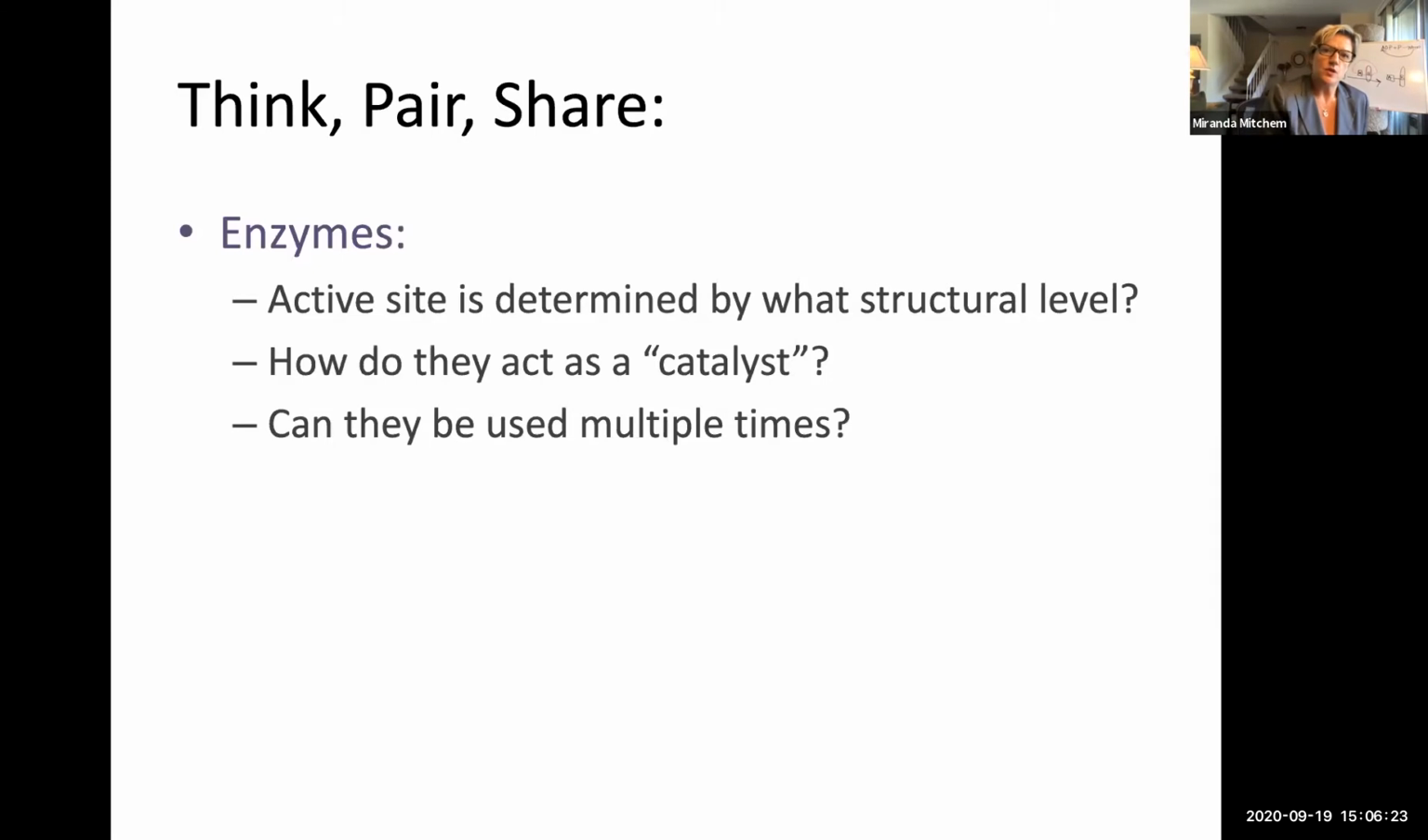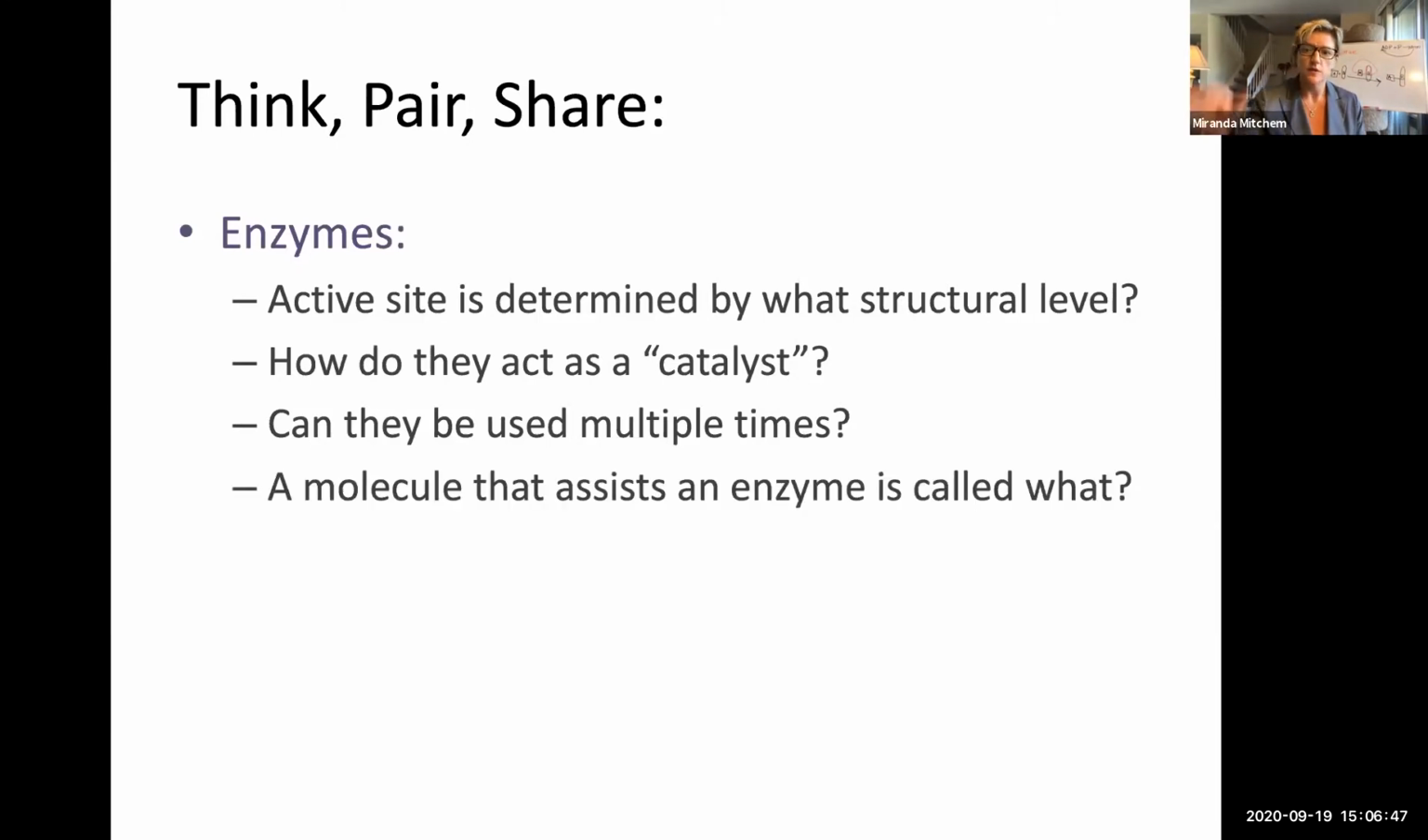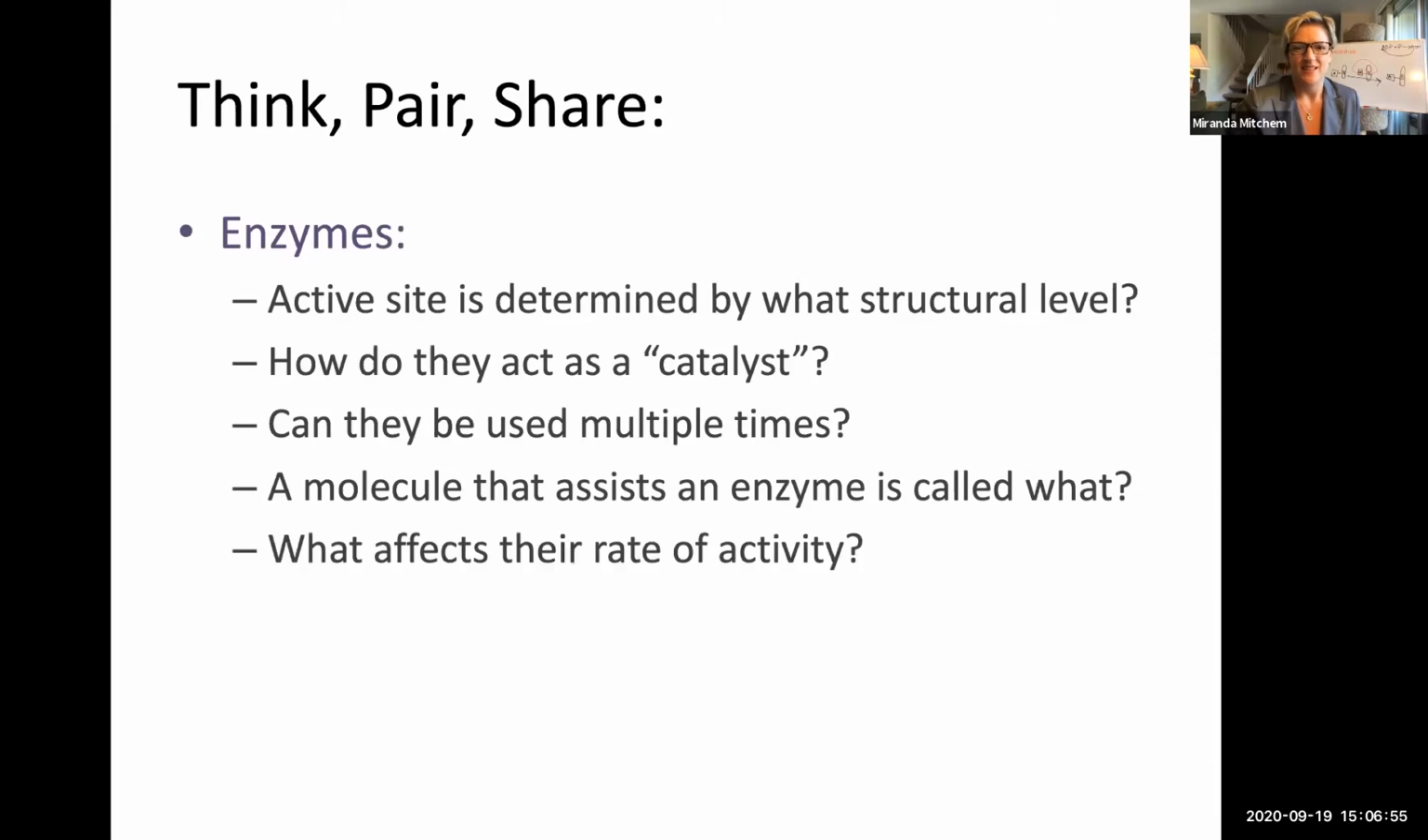Can an enzyme be used multiple times? Or in other words, is the enzyme consumed in the reaction? Does it become part of the product? If it did, then we would run out of it as more product is made. That would severely limit the ability to make the product. If the enzyme is limiting, then we don't have enough for it. What is the name of a molecule that helps an enzyme? We just talked about this. And what are the different factors that affect the rate of activity of an enzyme?